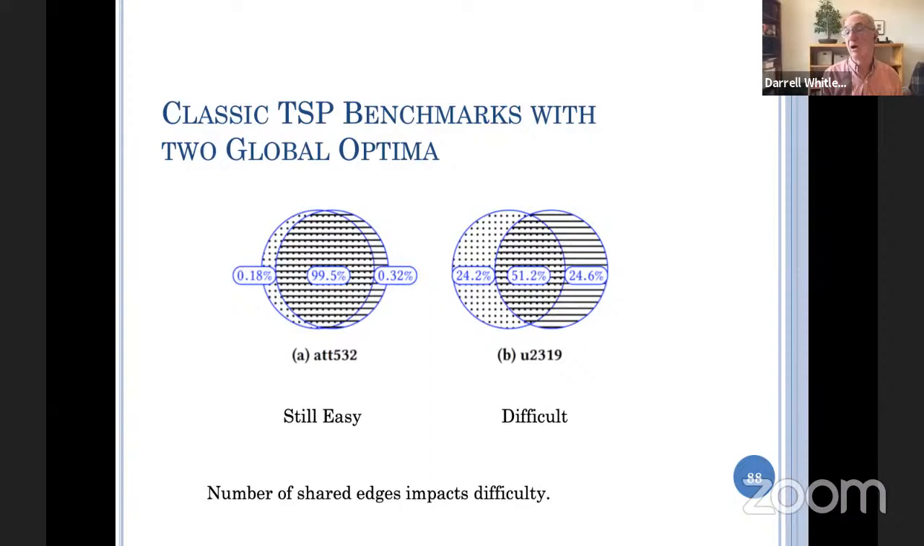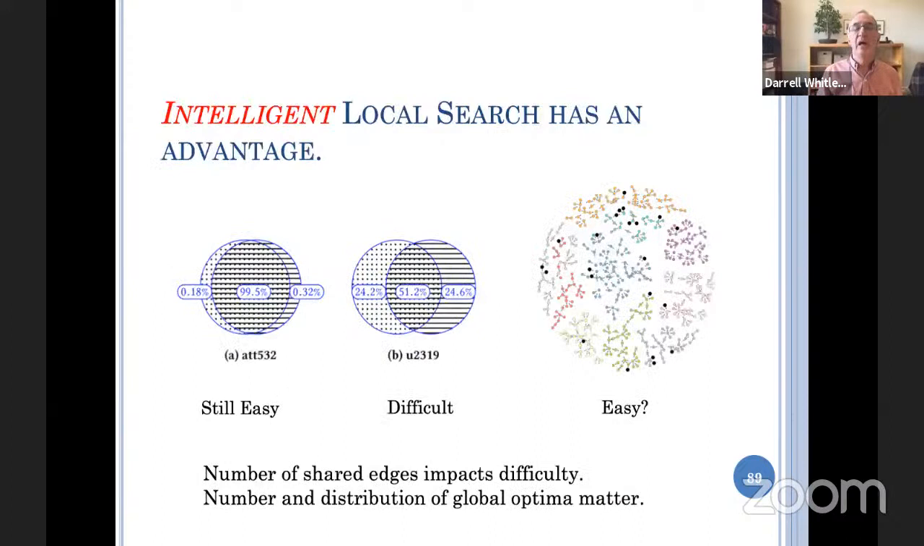The Concorde solver, which uses branch and bound or branch and cut type methods to generate an optimal solution, also has difficulty with these problems. I think when you have 2 global solutions, you cannot bound as efficiently, and therefore it doesn't know which way to go. Notice that in the problem I showed you earlier, there were many global optima. In that case, it still appears to be easy because you don't care where you converge. It's really this situation where you've got few targets, but they're far apart from each other, and it just confuses the search. It ends up being a real problem.